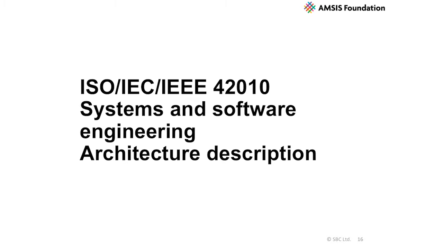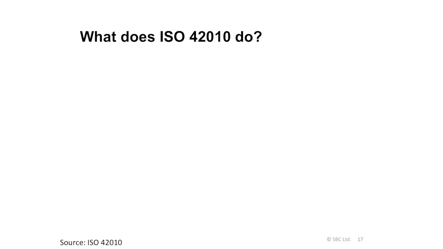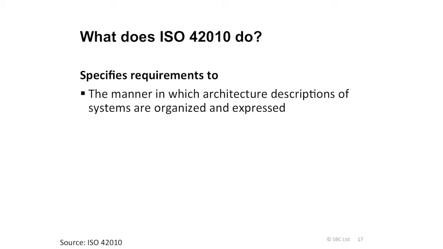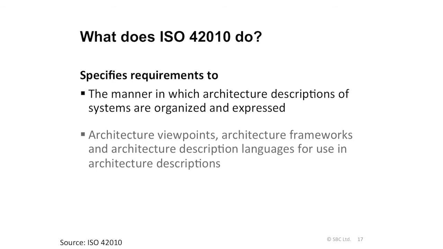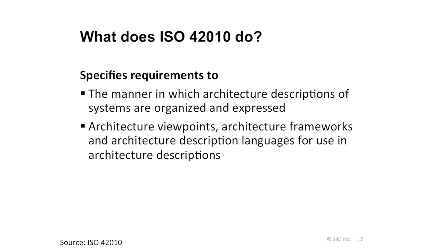Now we come to the international standard ISO 42010, Systems and Software Engineering, Architecture Description. It will provide us with common architectural approach language, concepts and requirements, which we can use as criteria when studying specific architectural methodologies. The concepts, terminology, requirements and guidance provided by this international standard are the result of common expert consensus. ISO 42010 specifies requirements to the manner in which architecture descriptions of systems are organized and expressed, and to architecture viewpoints, architecture frameworks and architecture description languages for use in architecture descriptions.